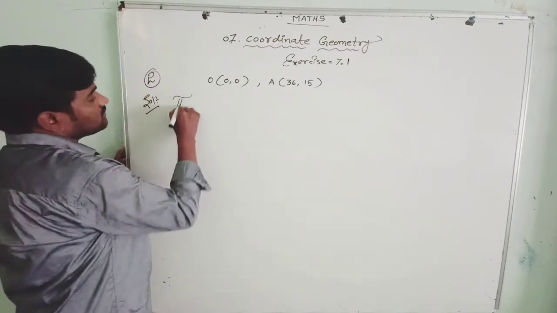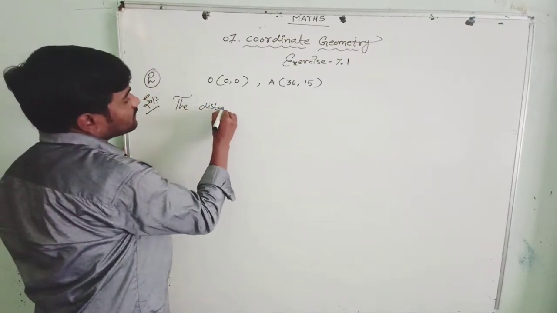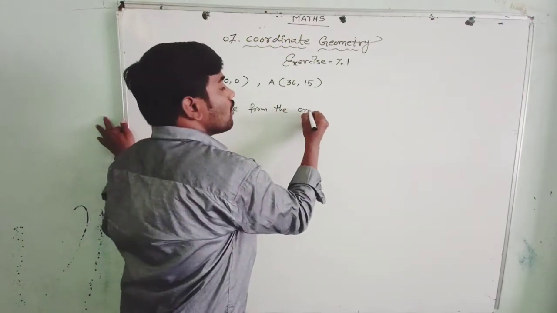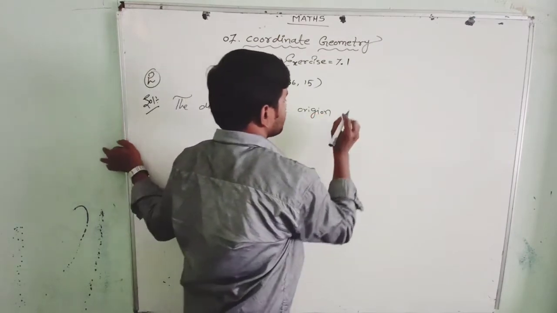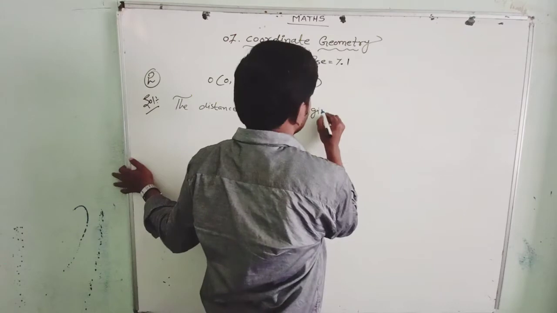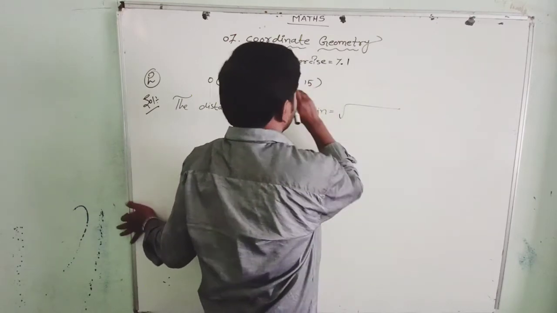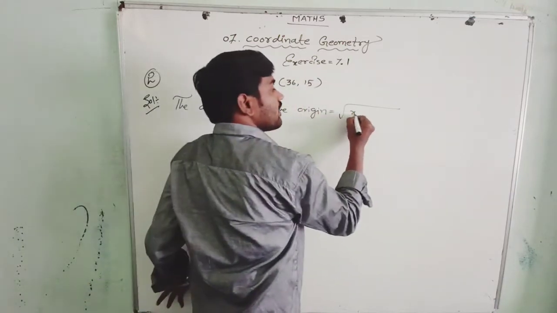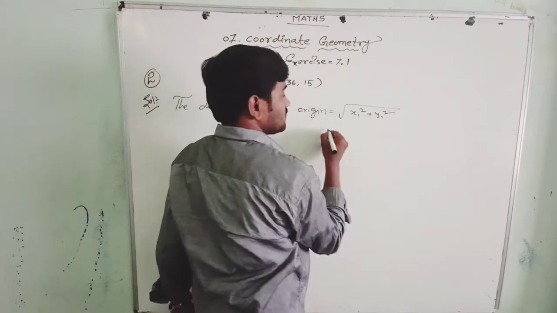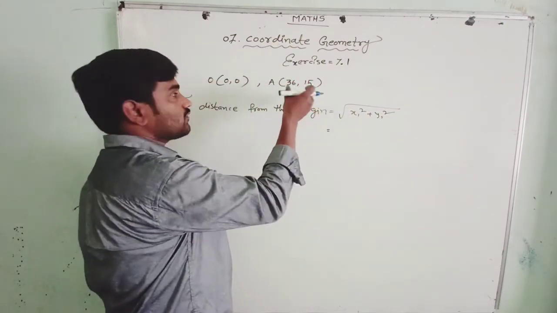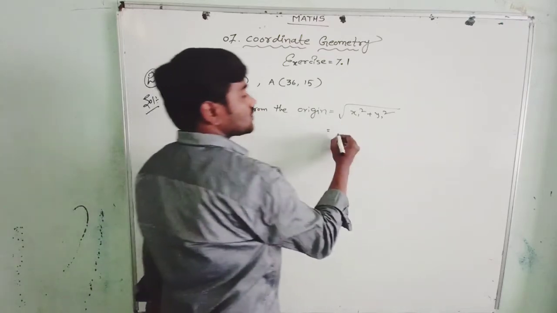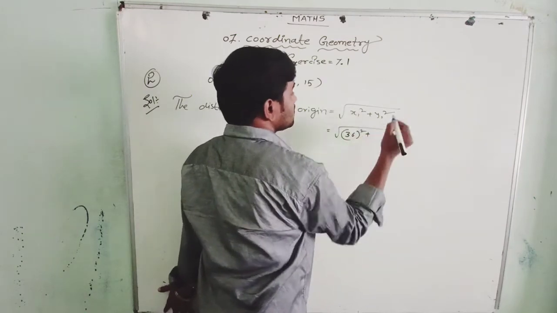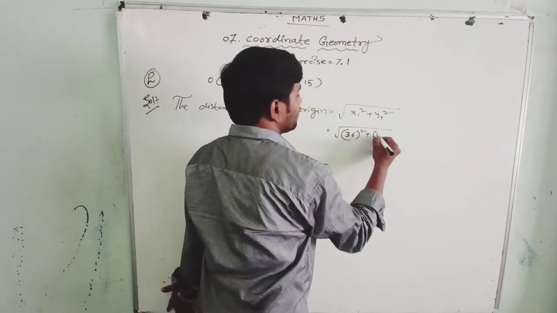The distance from the origin is equal to the square root of x square plus y square. That means here it is x1 and y1, like x1 square plus y1 square. So this will be x1 and y1. We have to take this because we have to neglect this. So here 36 whole square plus y1 whole square, that is 15 whole square.